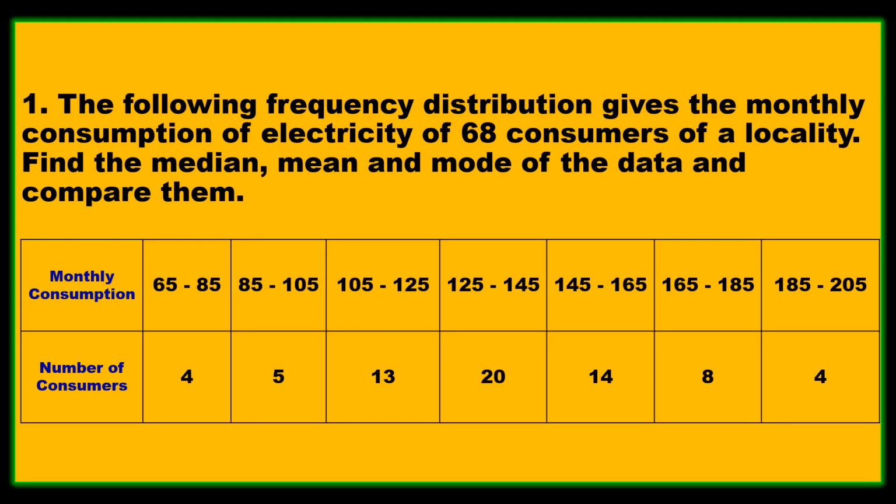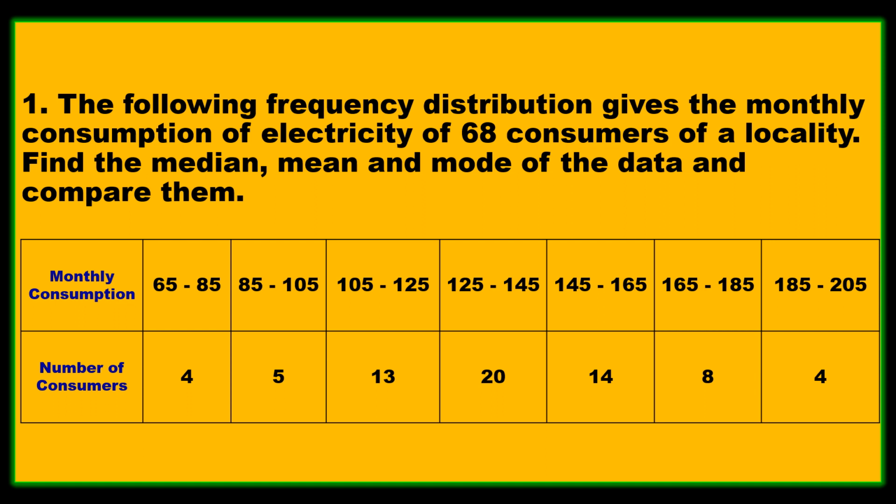The following frequency distribution gives the monthly consumption of electricity of 68 consumers of a locality. Here the number of consumers and the monthly consumption of electricity are given. You are asked to find the median, mean and mode, and compare these three values. That's why I have given this problem separately in this video.